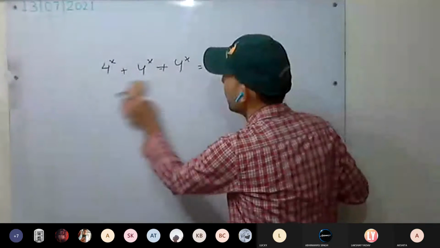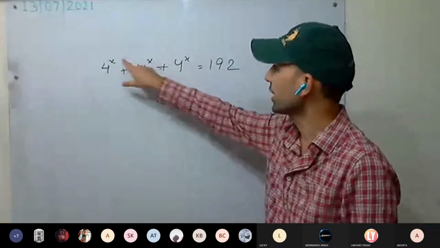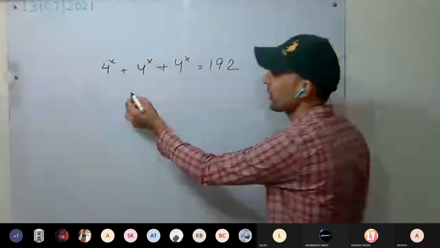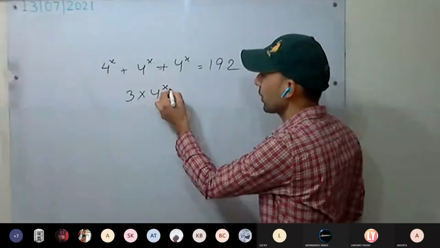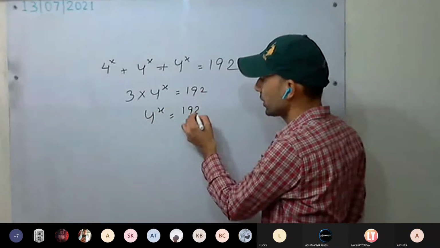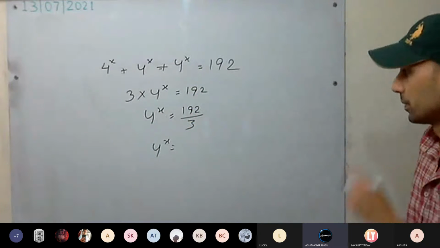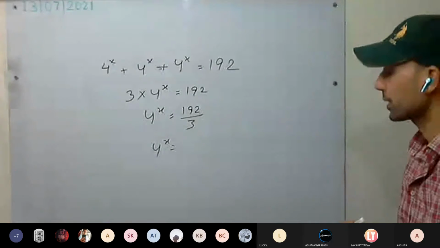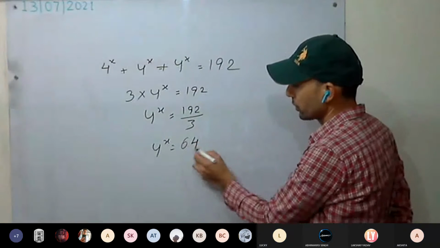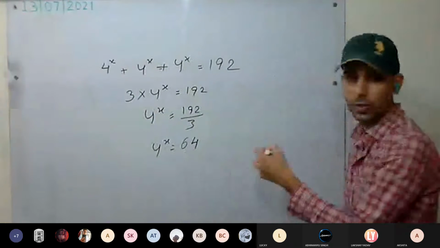So what are we going to write on the left hand side? It's in plus, so we can't add the powers. In multiplication we add the powers, in division we subtract the powers. So it will be 3 into 4 raised to power x equal to 192. Next step, 4 raised to power x equals 192 divided by 3. Divide and tell how much it is. 64. So the bases are different. Can you make it in terms of 4? 4 raised to power x is something.